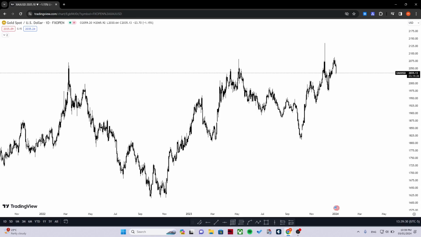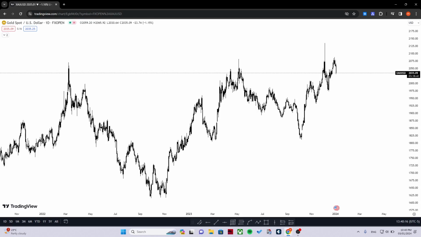So let's get started. First things first, what are support and resistance? In simple terms, support is like a safety net preventing prices from falling lower, while resistance acts as a barrier preventing price from rising further. These levels are key because they represent areas where the market has historically shown a tendency to react.